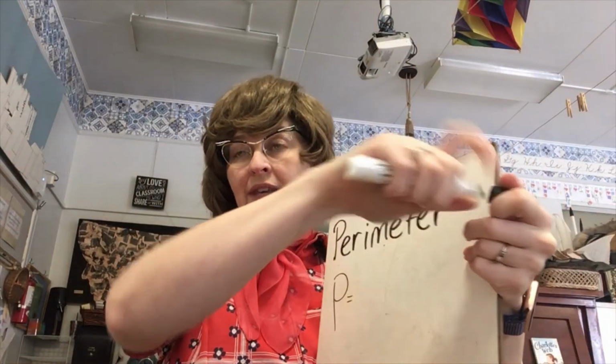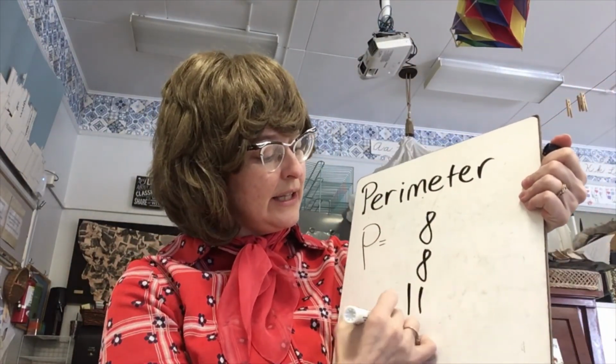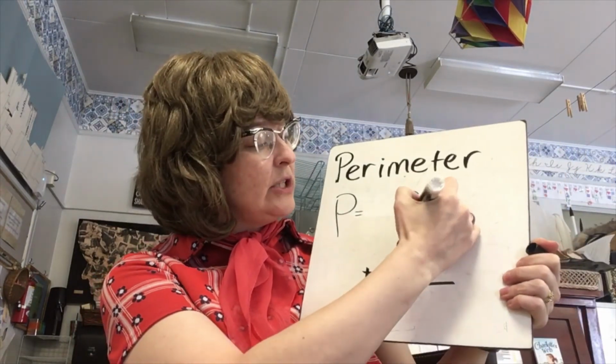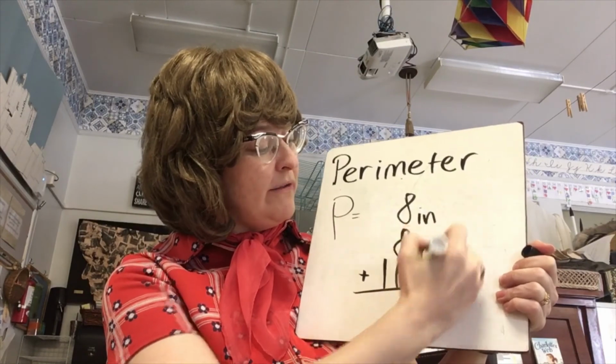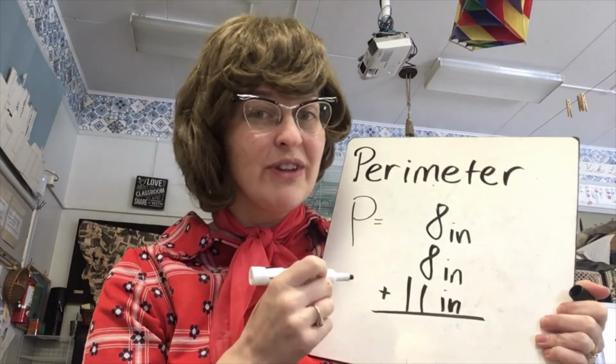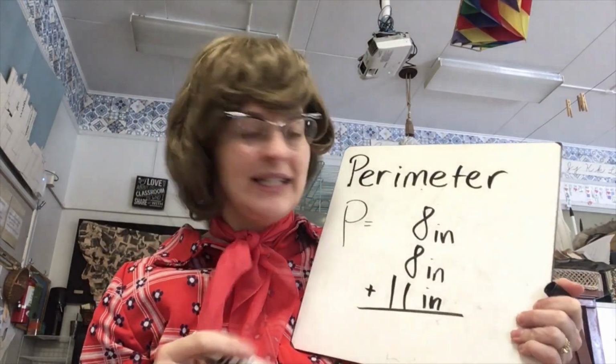So when I add these all together, I've got 8, 8, and 11. Now just like the last one, I'm going to label each one of these so that I don't forget. You can never over-label. I see the 8 and the 8 and I go, oh, I know that one, that's 16.